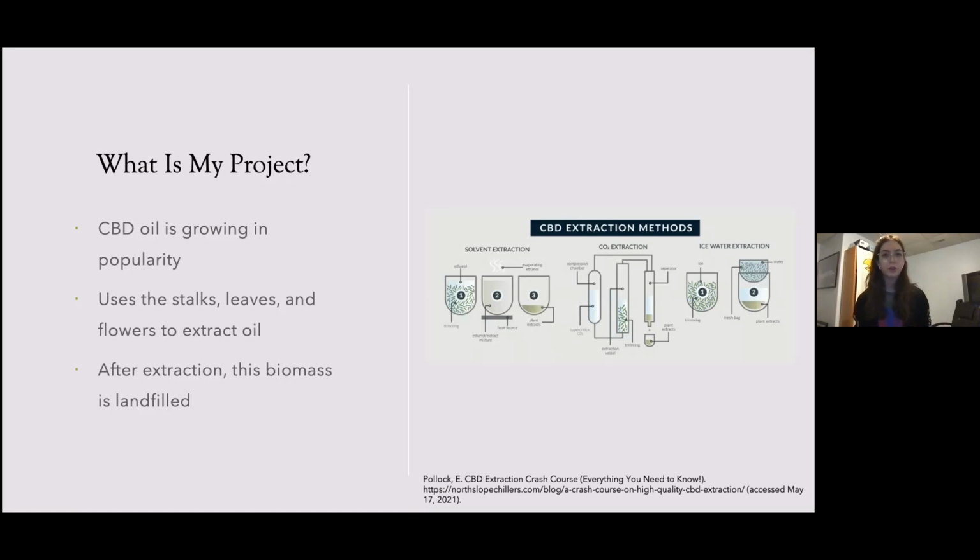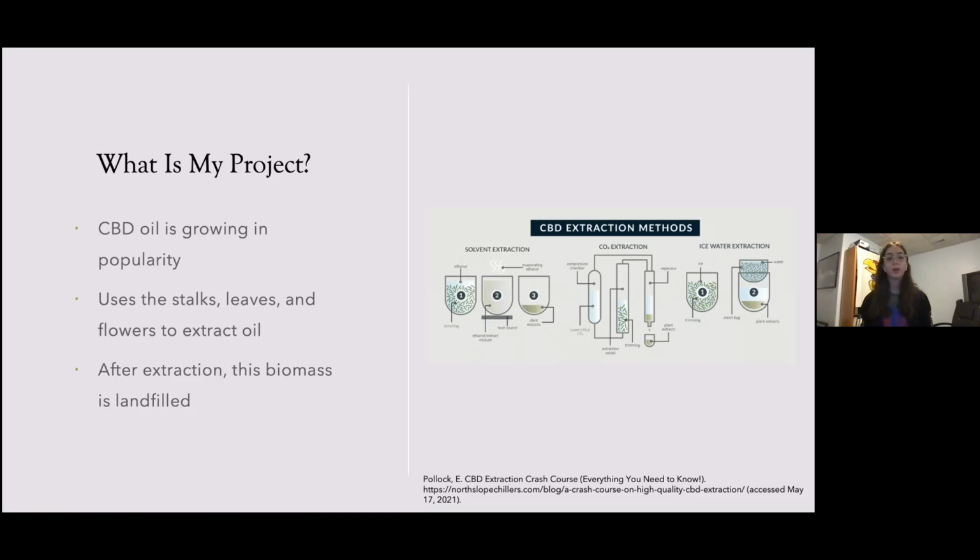So solvent extraction usually uses hexane. You put the stalks, leaves, and flowers in a basin and you add hexane and you heat it up and it extracts the CBD oil. Supercritical CO2 extraction works very similarly, except you're using carbon dioxide instead. And a less common method for extracting the CBD oil is ice water.